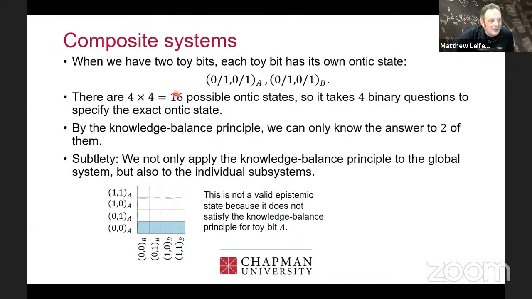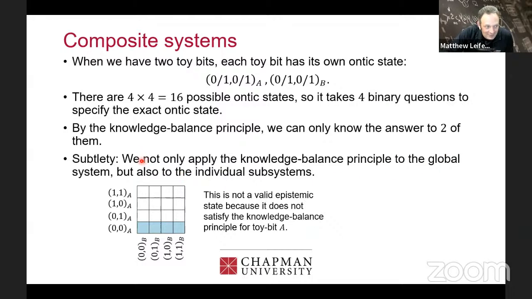And if we have 16 ontic states, the logarithm to the base 2 of 16 is 4. So it's going to take 4 yes/no binary questions to specify the exact ontic state. So the knowledge balance principle is going to tell us that for this composite system, we can know the answer to at most 2 of those questions.